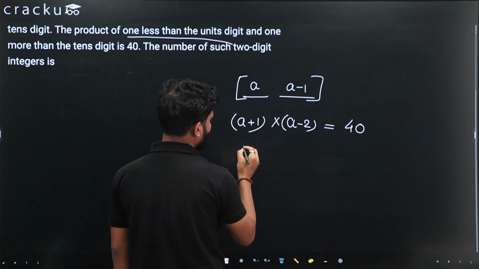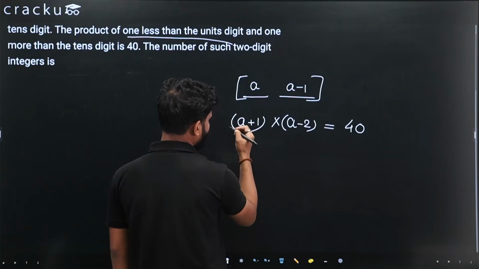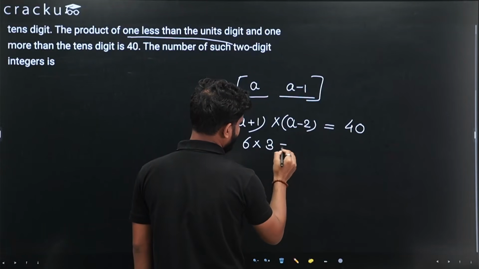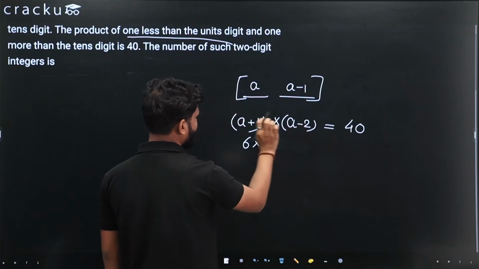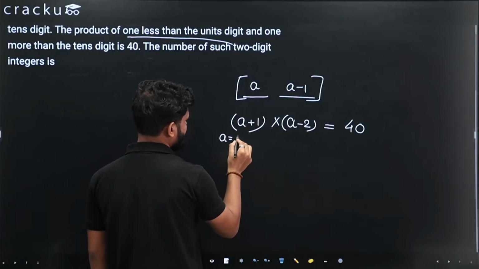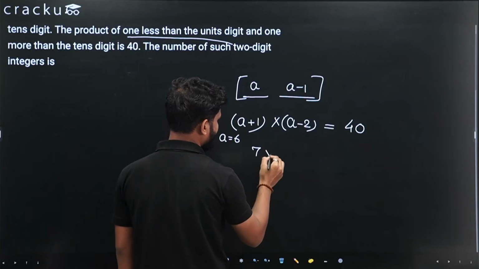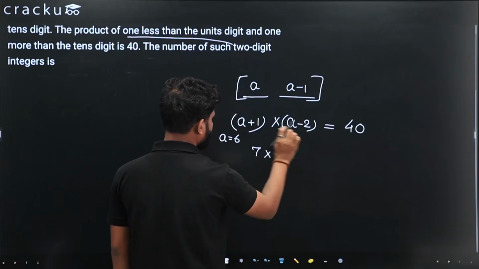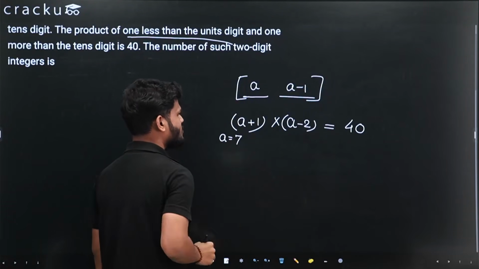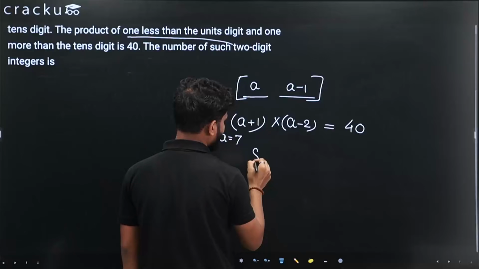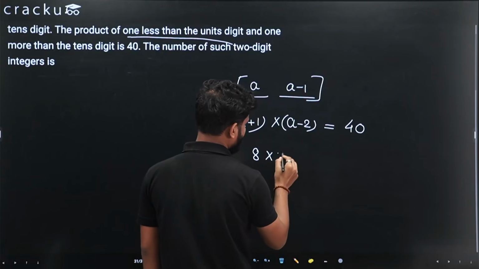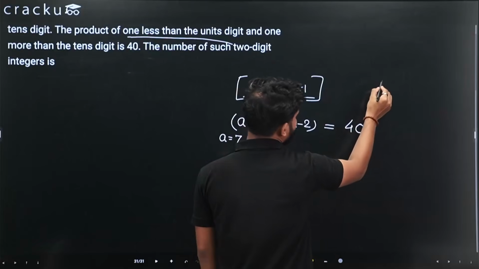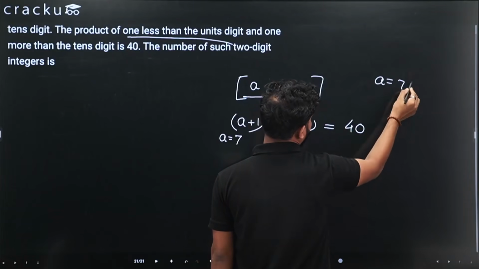What if A is equal to 5? So A plus 1 will be 6, 5 minus 2 will be 3. This is 18. So this is also not satisfying. What if A is equal to 6? This will be 6 plus 1, 7, and 6 minus 2, 4, which is 28. This is also not satisfying. What if A is equal to 7? 7 plus 1 is 8, 7 minus 2 is 5, which is actually equal to 40. So A is equal to 7 is satisfying.